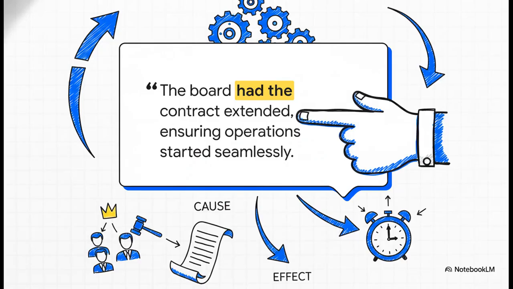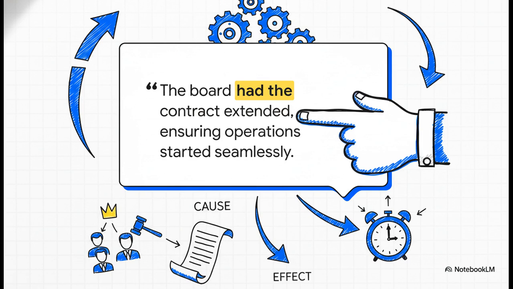Take a look at this high-impact corporate quote. The board had the CEO's contract extended, ensuring that operations started seamlessly the following quarter. What makes this statement so fascinating is the underlying language. We're seeing a passive causative and an ergative verb working together. They immediately shift the focus and manipulate the agency.